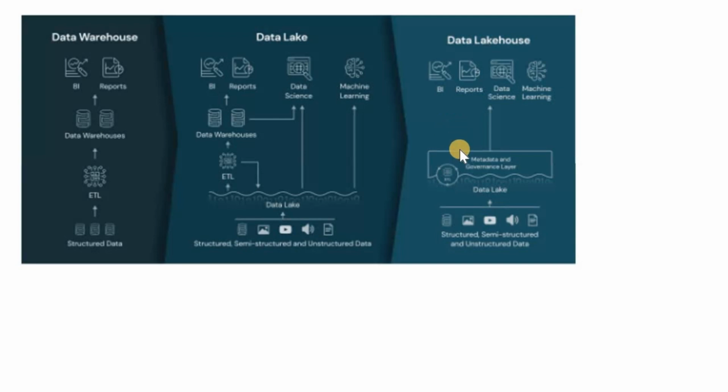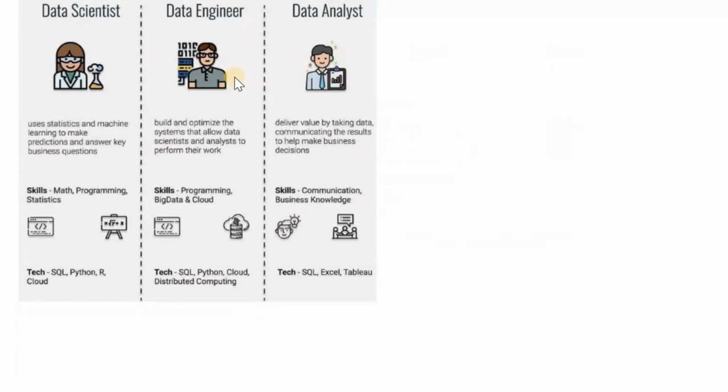Moving on, let's talk about data scientists, data engineers, and data analysts. Data scientists use statistics and machine learning models to make predictions and answer key business questions. The required skills include mathematical formulae, programming, and statistics. So their go-to technology would be SQL, Python, R, and cloud.